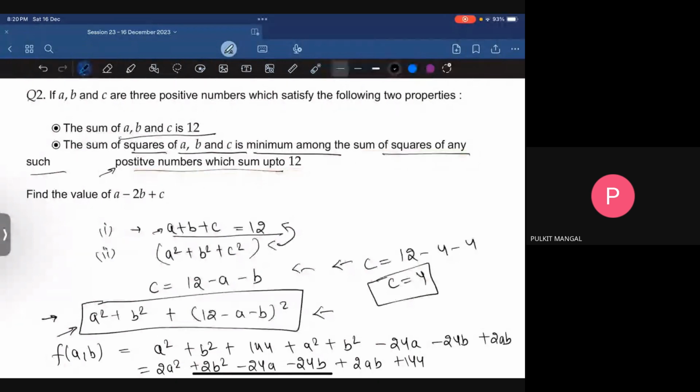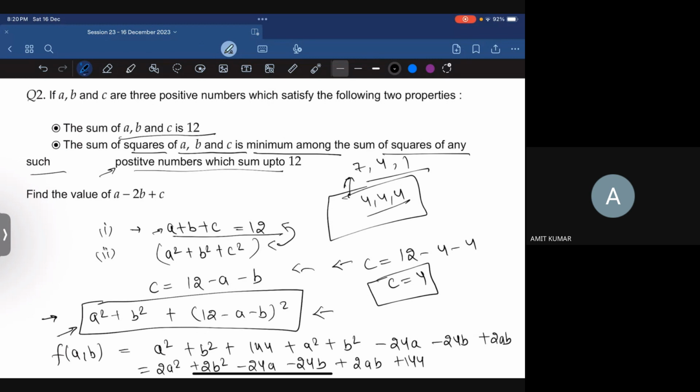Like you can also take 7, 4, and 1. These three numbers also add up to 12, but their sum of squares would obviously be greater than for 4, 4, 4. So this triple, which sums up to 12, has the minimum sum of squares among any such numbers which sum up to 12.